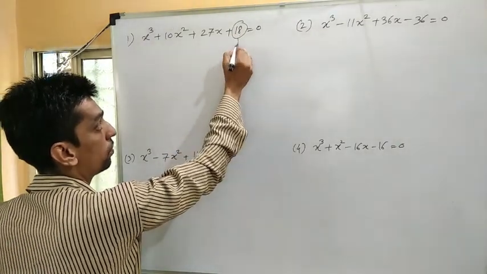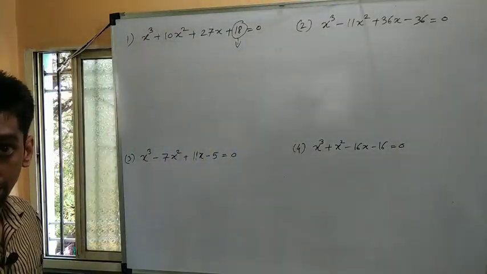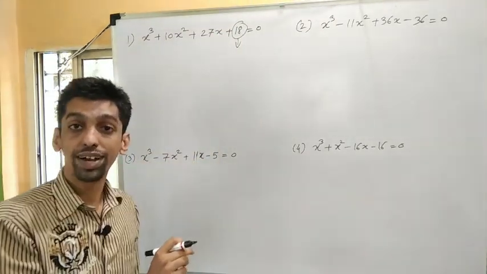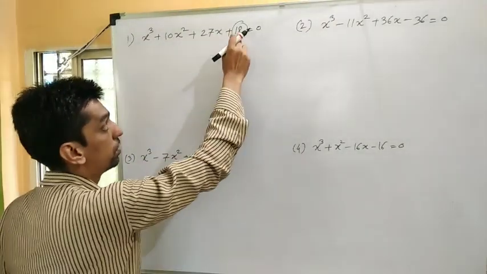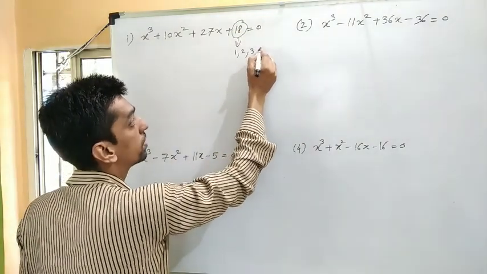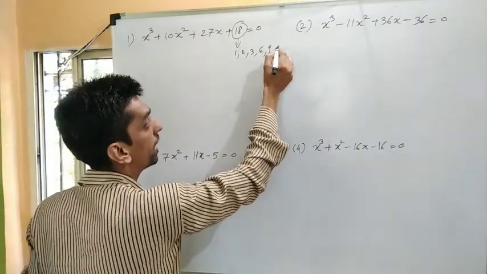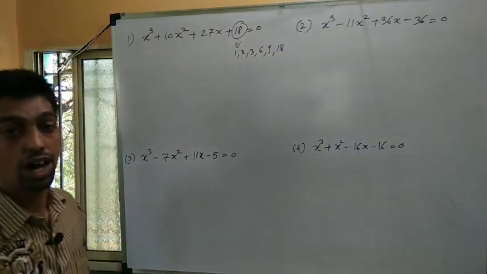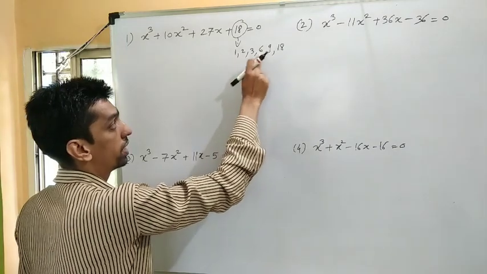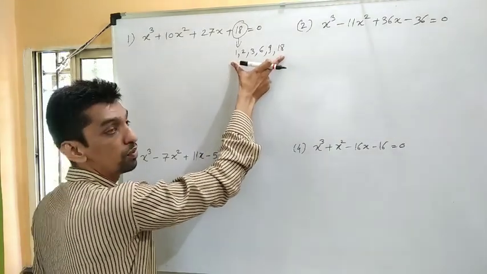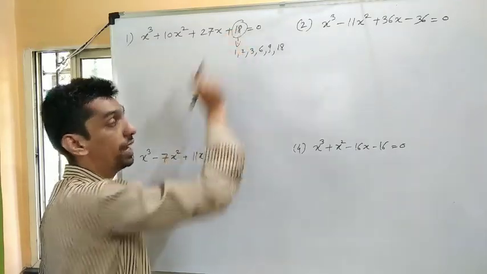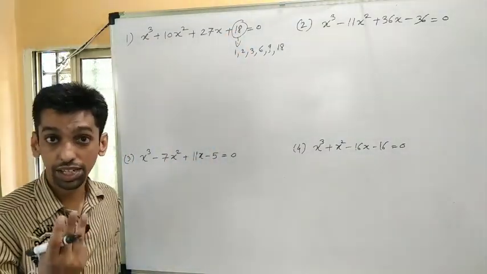In the next step, we have to find out its factors, the numbers which divide this number exactly. Those are the factors of this number. So the factors of this number 18 are 1, 2, 3, 6, 9 and 18. In the next step, we have to select 3 numbers out of these factors in such a way that their multiplication must be 18.